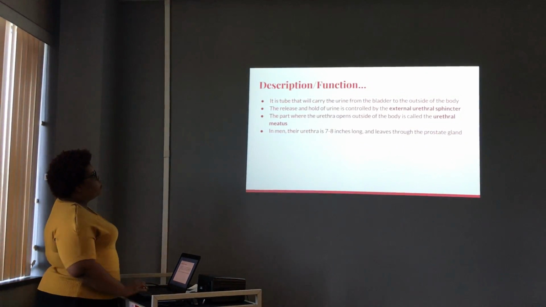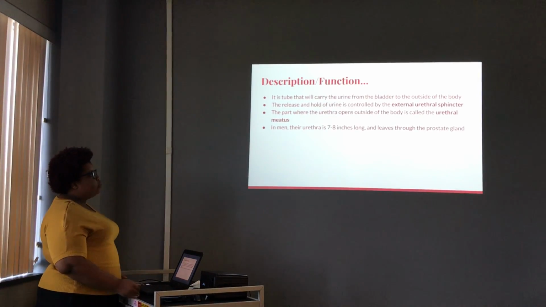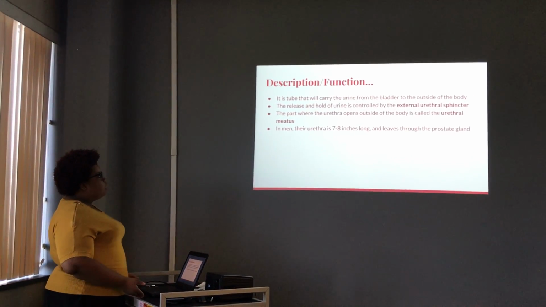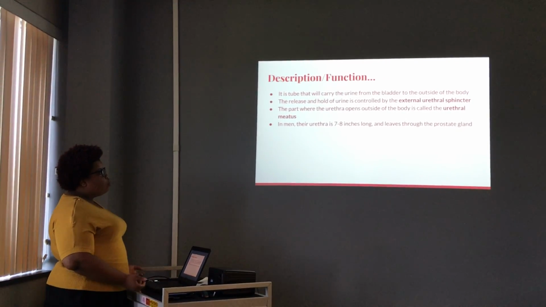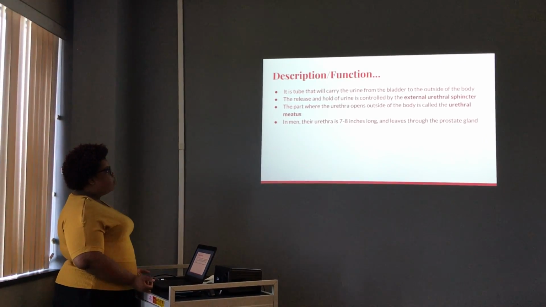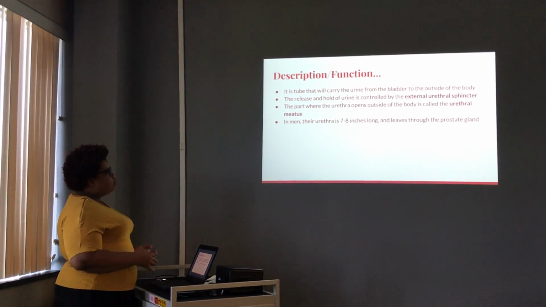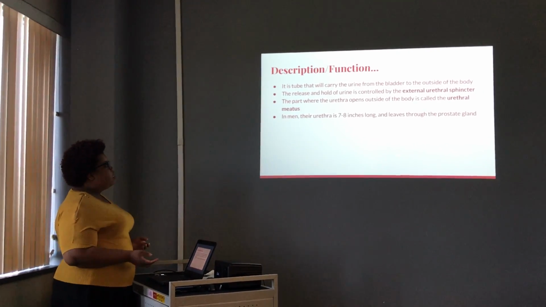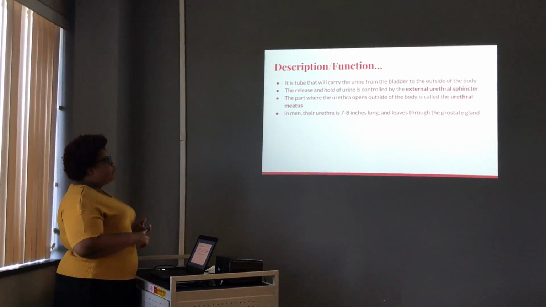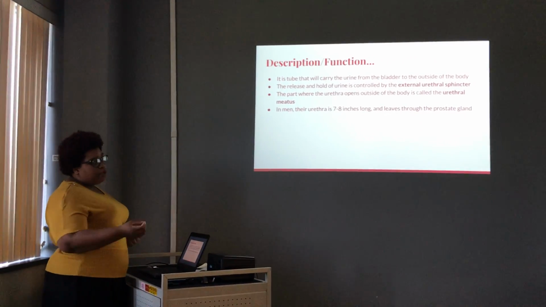So the urethra is a tube that carries the urine from the bladder to the outside of the body. The release and hold of the urine is controlled by the external urethral sphincter. The part where the urethra opens outside of the body is called the urethral meatus. In men, the urethra is 7 to 8 inches long and leads through the prostate gland.